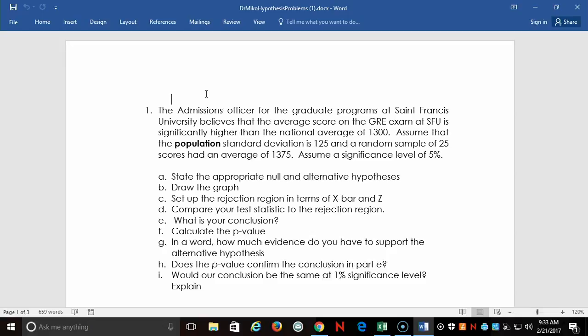So this is number one on the handout. It says the admissions officer for the graduate programs at SFU believes that the average score on the GRE exam at SFU is significantly higher than the national average of 1,300. Assume that the population standard deviation is 125 and a random sample of 25 scores had an average of 1375. Assume a significance level of 5%.